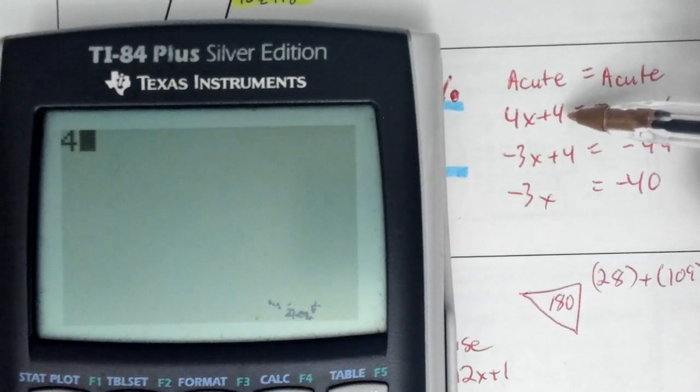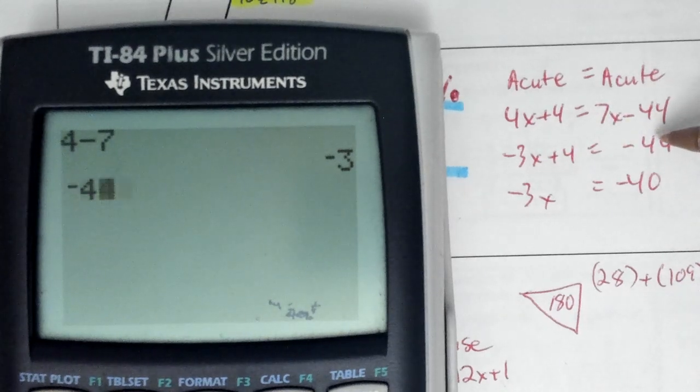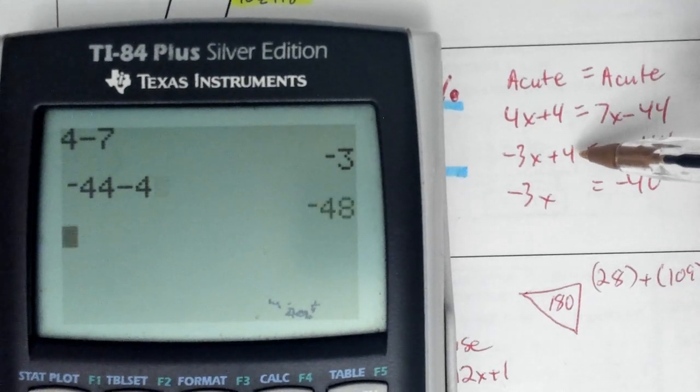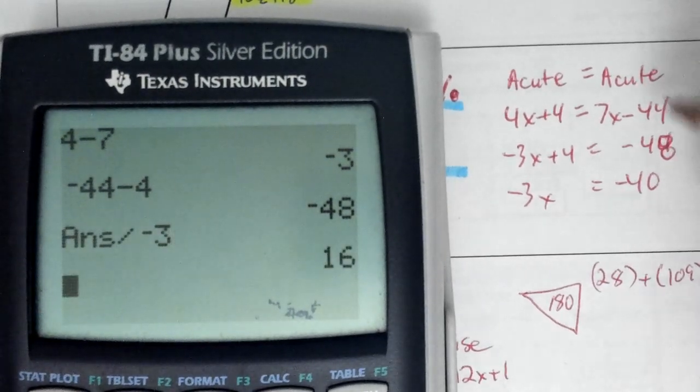So we had 4x. We subtract 7x. Right here, we have negative 44, and I'm going to subtract 4, and I get negative 48. Now divide by negative 3, and I get 16.